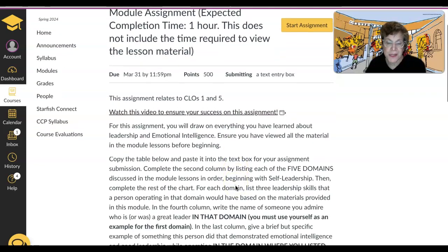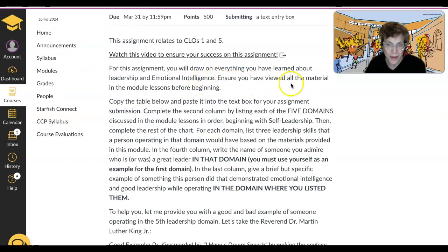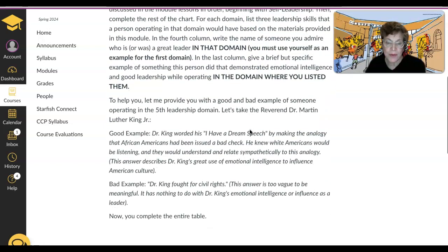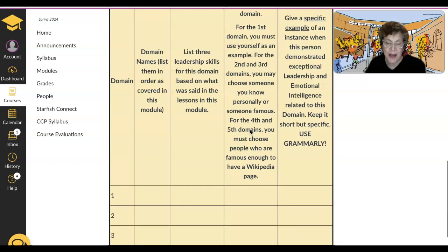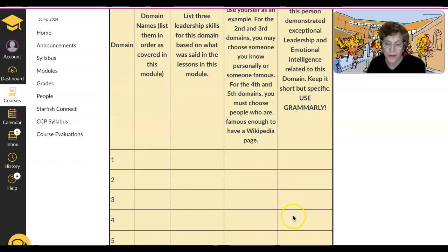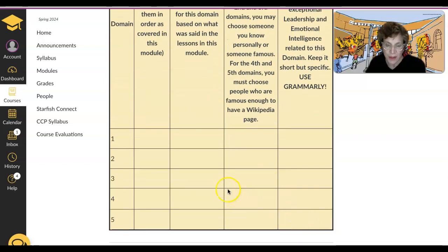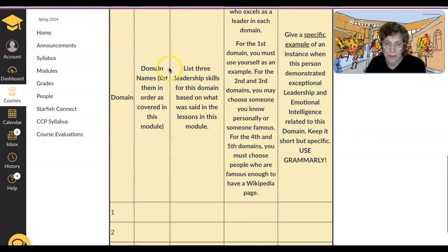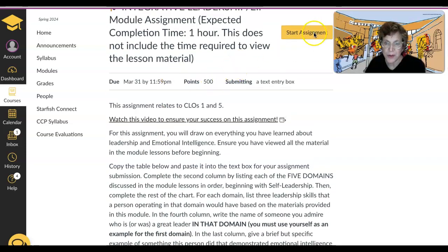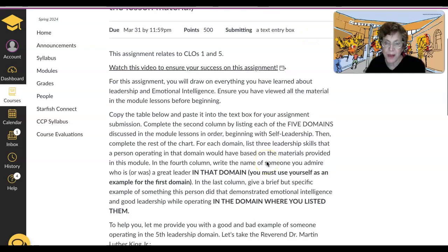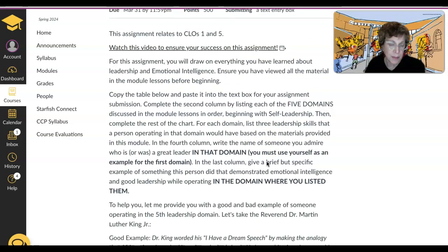So for this assignment, you are going to draw on everything that you've learned about leadership and emotional intelligence so far, okay? Copy the table below, and let me just scroll down here, and I want to show you that there is a table, and you need to copy this table. All you have to do is select the table, and then copy and paste it into the assignment box. When you hit Start Assignment, it's going to open up a text box, and you can just paste that table right in there.